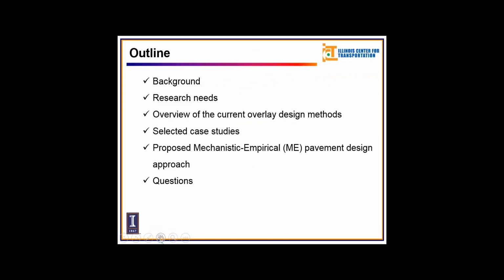Here's the outline that I'm going to follow in my presentation. First, I'm going to talk a bit about the background and introduce you to the problem itself. Then I'll mention the research needs, why this research was important and why we initiated it. Then I'll give you a brief overview of the current overlay design methods being used. Then I have selected a couple of case studies to show the results to you. Then I'll talk about the proposed mechanistic-empirical pavement design approach to do an overlay design. And in the end, I'll take questions.